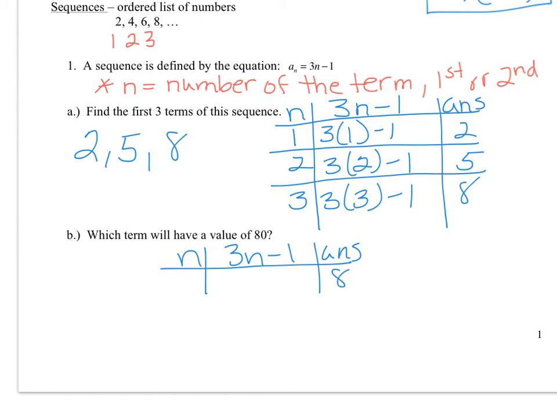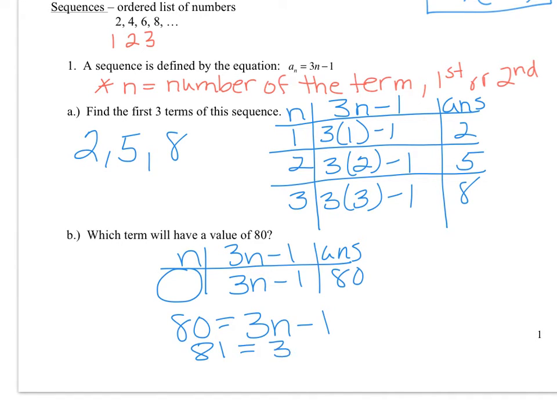I know that 80 is my answer. I know 3n minus 1 is my equation. What I'm looking for is my n. Which term is it? So I can say 80 equals 3n minus 1. Add 1. 81 equals 3n. Divide each side by 3. 27 equals n, which means 81 is the 27th term.